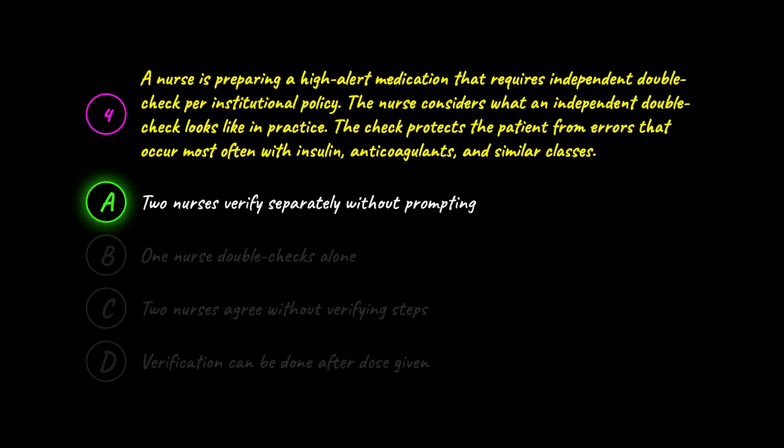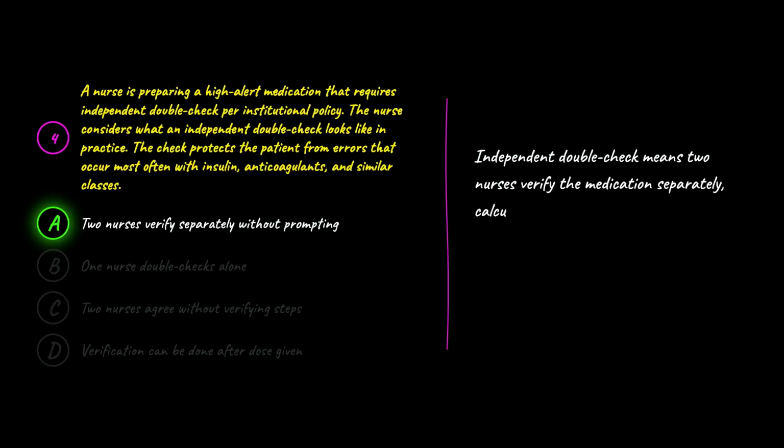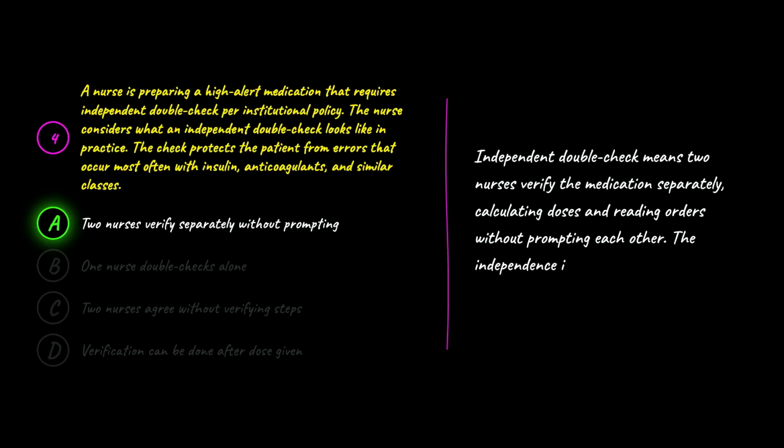The correct answer is A. 2 nurses verify separately without prompting. A is correct because independent double check means 2 nurses verify the medication separately, calculating doses and reading orders without prompting each other. The independence is the key safety feature, since confirmation bias defeats the purpose of the check.